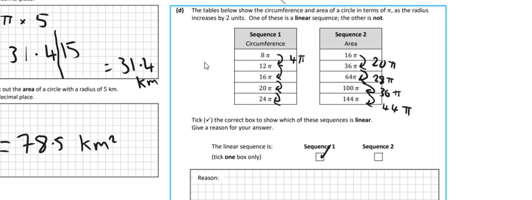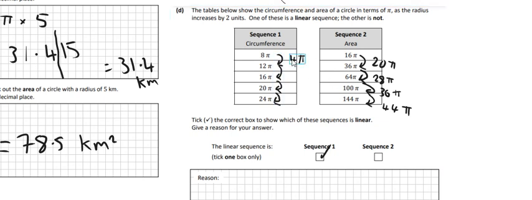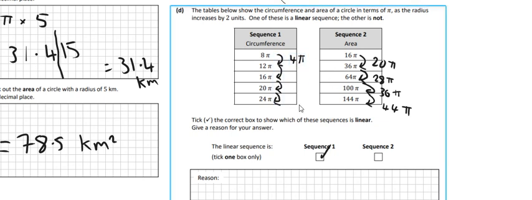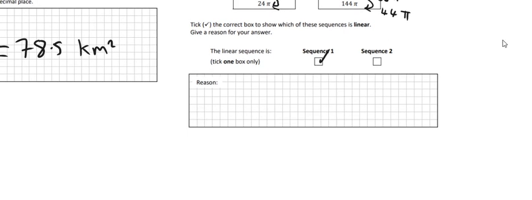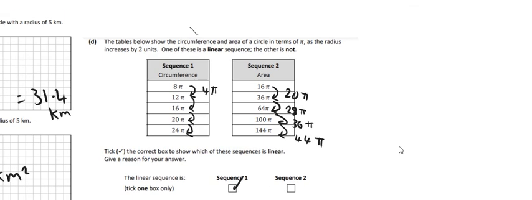So none of those are the same. So in the first one, they all went up by 4 pi each time. In this one, they're all going up by different amounts each time. So sequence 2 is not linear. So that's it then. That's part D.